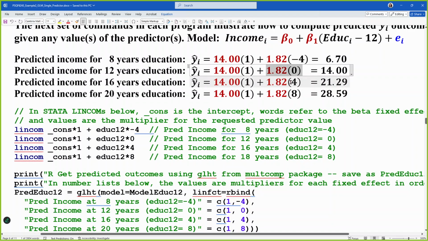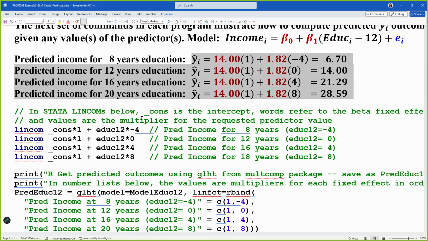For 16 years, we plug in a 4. Remember why it's 4 and not 16? Because it's centered at 12. Yep, so it's 4 more than the new 0 point. So I can compute these just fine. I can do this in Excel or a calculator or whatever. What I can't do as readily is compute standard errors for this. So I might want to show the expected imprecision of these things.